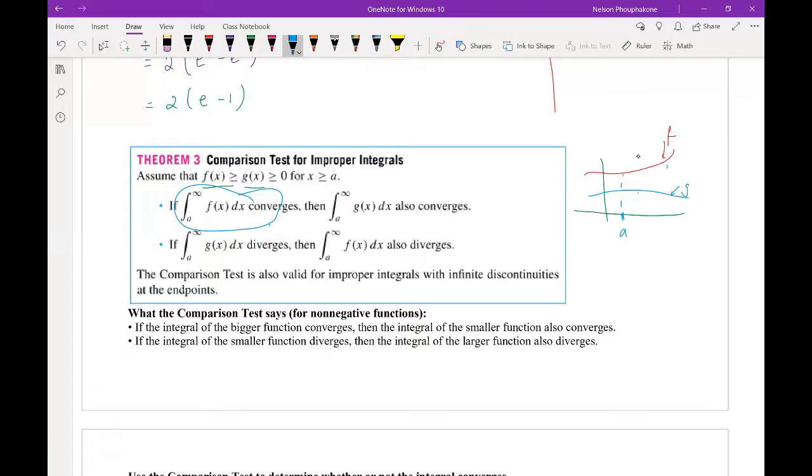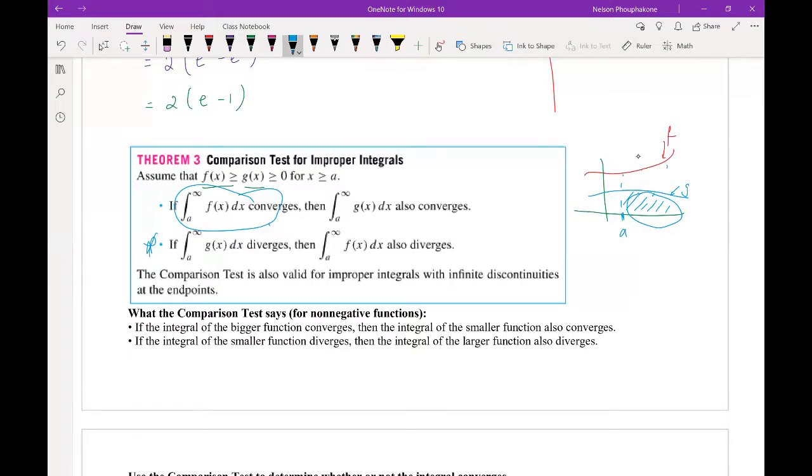On the other hand, in the second situation, if the integral from a to infinity of g of x dx is divergent, then the bigger function f must be divergent as well. Okay, so this is the idea about the comparison test.